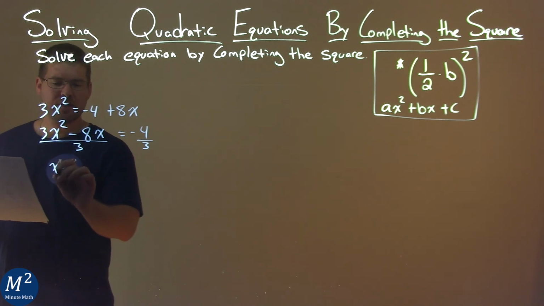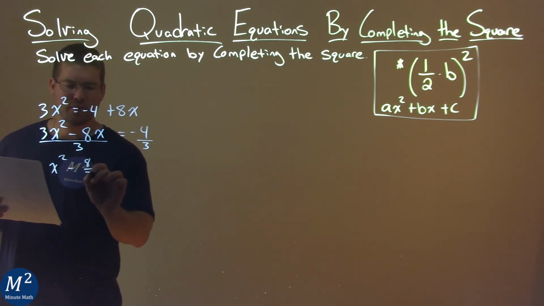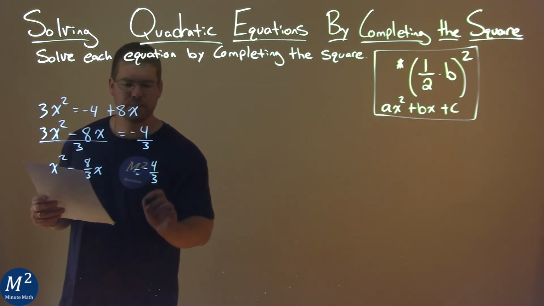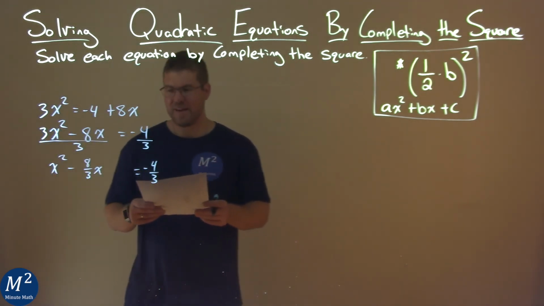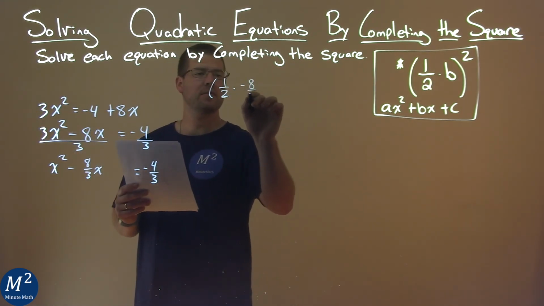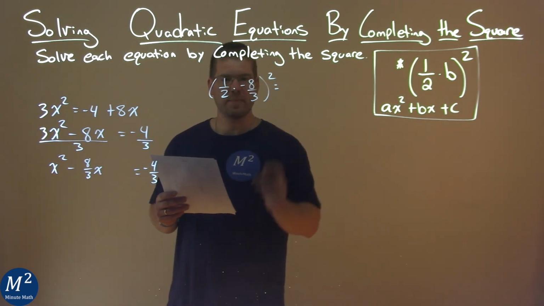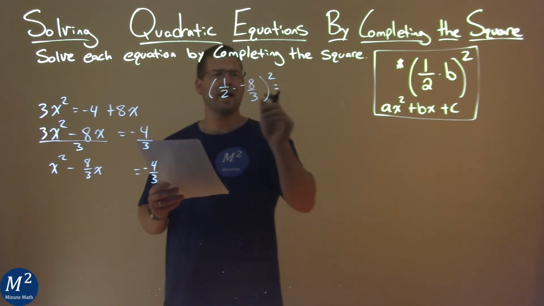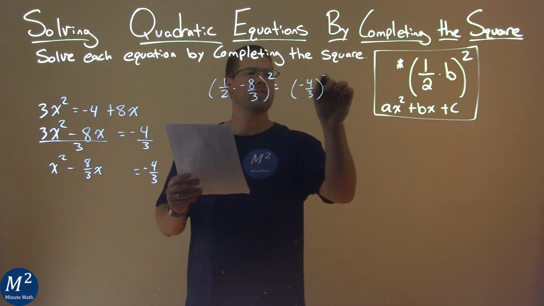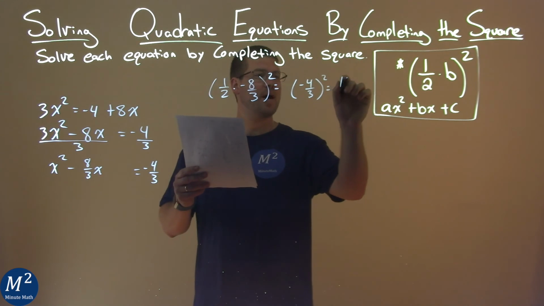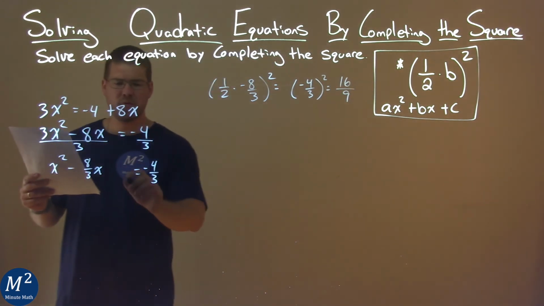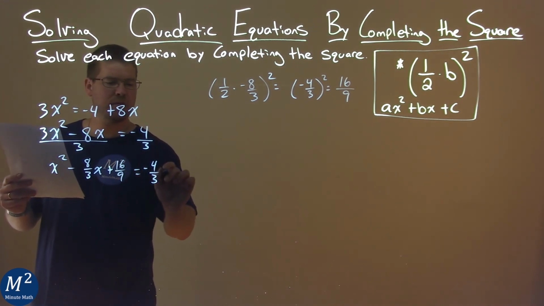Left-hand side is just x squared minus 8/3 x. I'm going to leave a space here, equals negative 4/3. My b value now is negative 8/3. So I use my formula, 1/2 times negative 8/3, all squared. Well, 1/2 times negative 8/3 is negative 4/3, squared, which comes out to be a positive 16 over 9. So I'll take that 16 over 9 and add it to both sides of the equation.